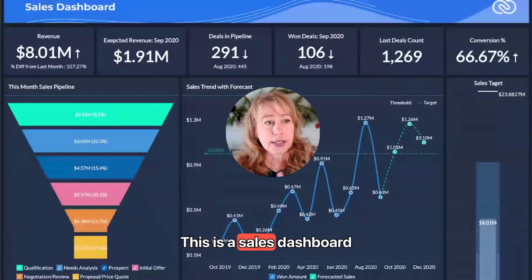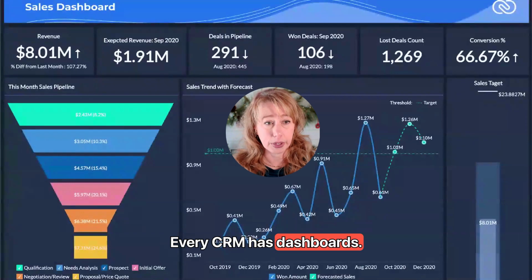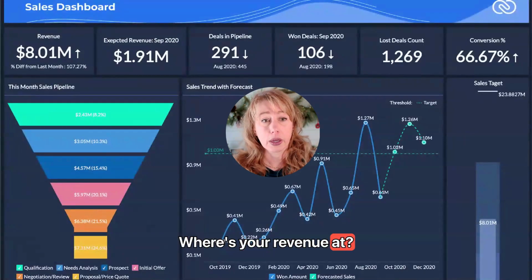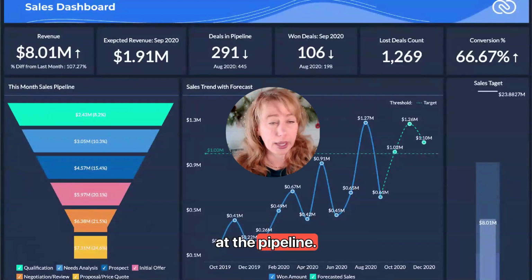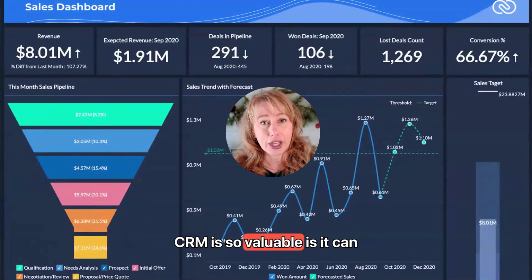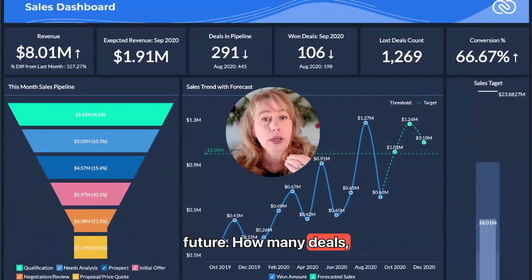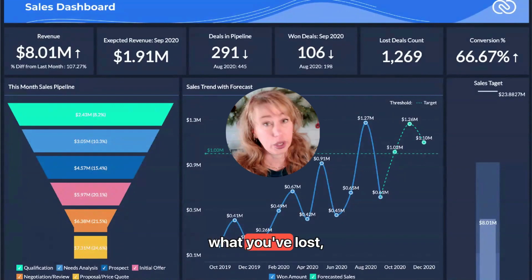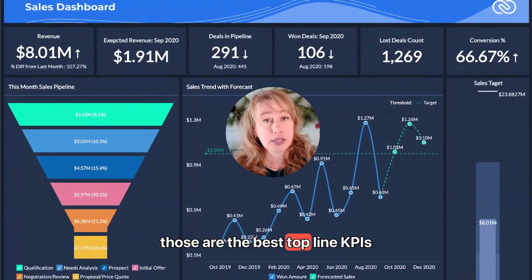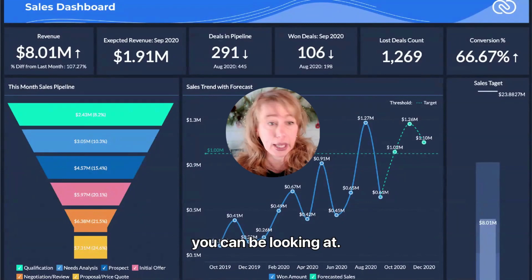So what does this look like? This is a sales dashboard from Zoho CRM. Every CRM has dashboards. This is what you want to be looking at weekly. Where's your revenue at? What's your expected revenue? The pipeline, the whole reason that your sales CRM is so valuable is it can help you kind of predict the future. How many deals, how many you've won, what you've lost, and where your conversion's at. Those are the best top line KPIs, key performance indicators, you can be looking at.